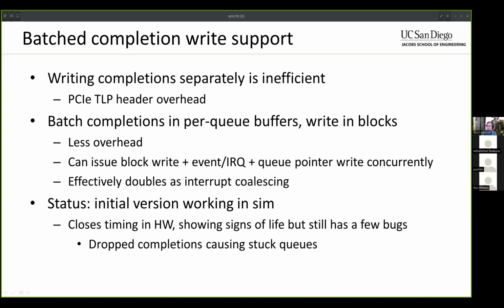So the way Corundum works is every time you send a packet, there's a descriptor that gets generated describing where the packet is located and whatnot. In response to that, the hardware will generate a completion. So there's a one-to-one correspondence between descriptors, packets, and completions. Right now, occasionally one of the completions doesn't get written out into host memory and the queue pointers don't get updated. Basically, it just disappears.